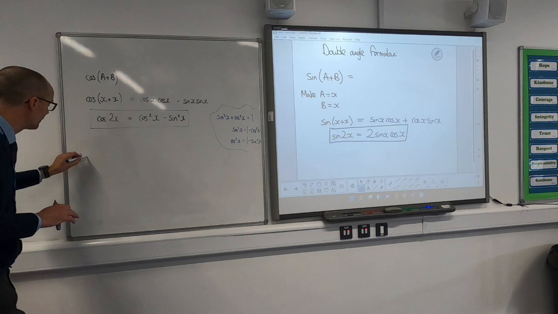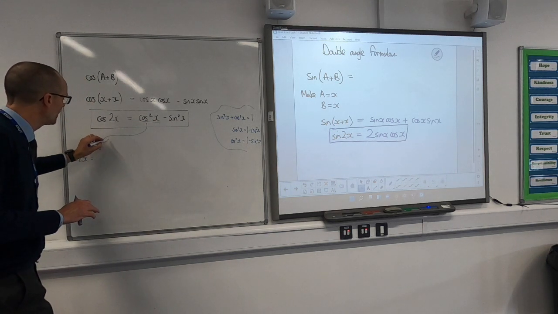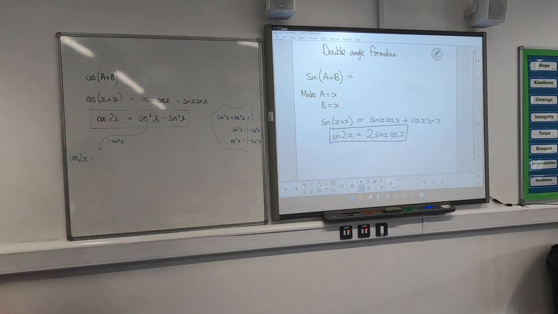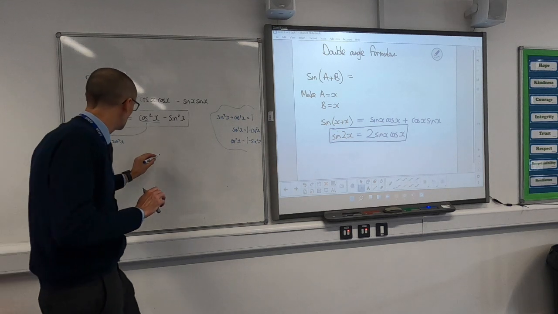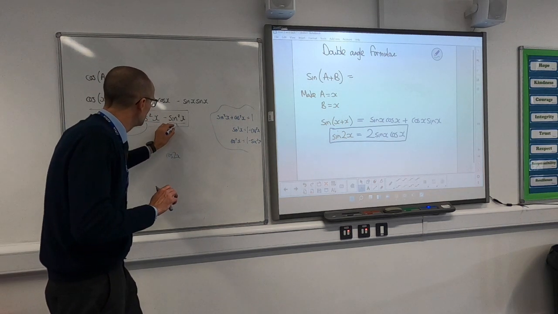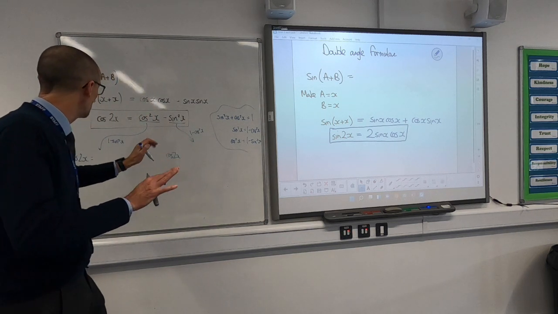In one of the rewritings, we replace cos squared x with 1 minus sin squared x. And that gives us another new identity that only has sines in it, no coses. We've replaced the cos. And in another version, we take sin squared x and replace it with 1 minus cos squared x to get another version that only has coses in it.